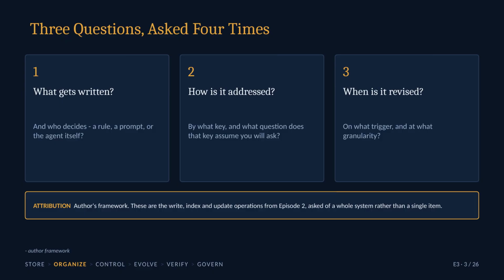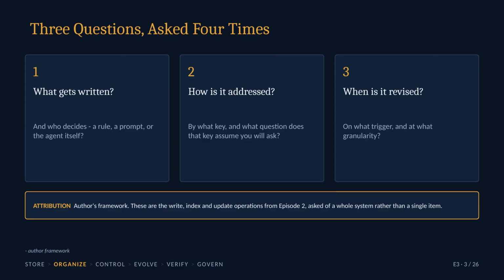3 questions. What gets written, and who decides? A rule, a prompt, or the agent itself? How is it addressed, by what key, and what question does that key quietly assume you're going to ask? And when is it revised, on what trigger, at what granularity? These are not new, they are the write, index and update operations from episode 2, asked of a whole system instead of a single item.